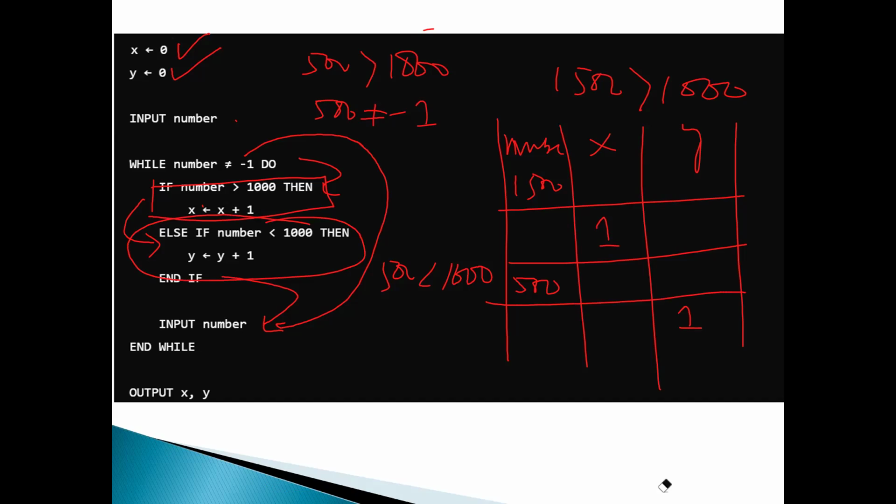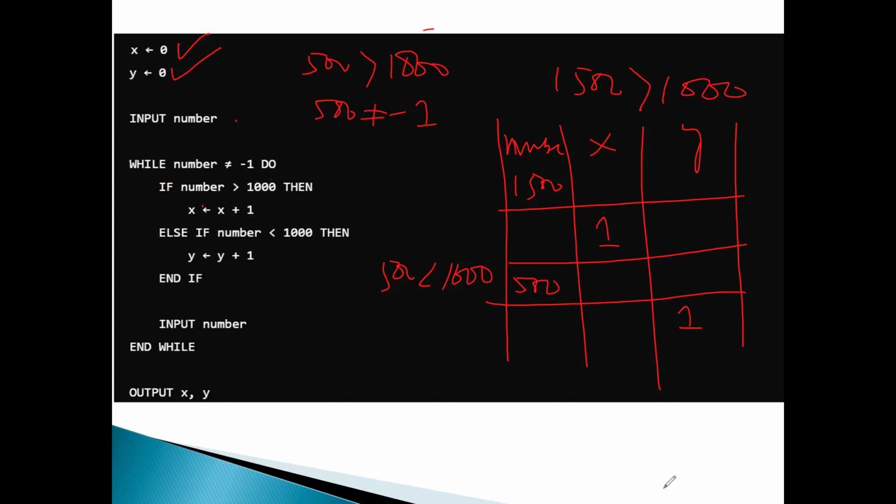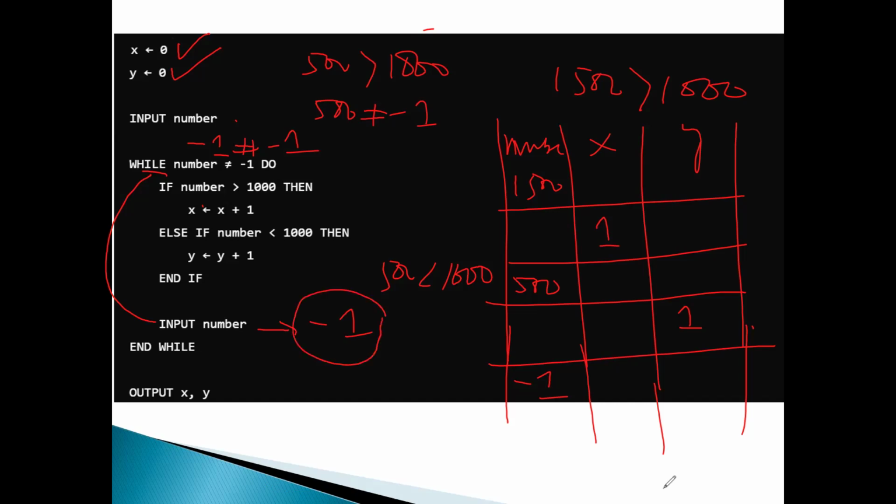Okay. Now I'm giving minus 1 here. Control will go again to the while loop. So minus 1 not equal to minus 1. Is this true or false? I have given the input minus 1. It means it is false. The program will end. It will come here and then output X or Y. So whatever the value of X or Y, it will be shown on screen.